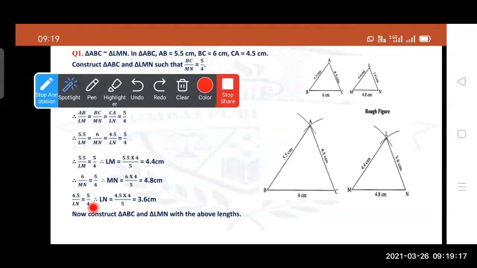First you draw a line segment BC of 6 centimeters. Then take B as center and make an arc of 5.5, and from C make an arc of 4.5. Then you get a common point here. Name it as A and join A to B and A to C. Okay. Similarly, you construct LMN.